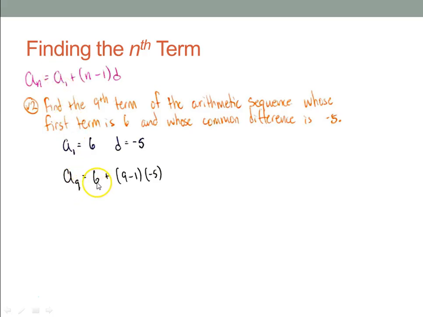Now I substitute in the first term, which we know is 6 and given to us in the problem. And then this n is just what term I am trying to find. So since I'm trying to find the ninth term, it's a 9 minus 1 here. And the common difference, which is -5. My calculator does all the work. 6 plus 8 times -5 is -34.